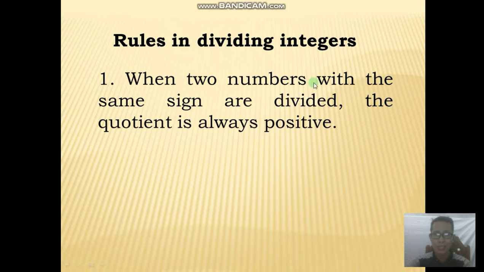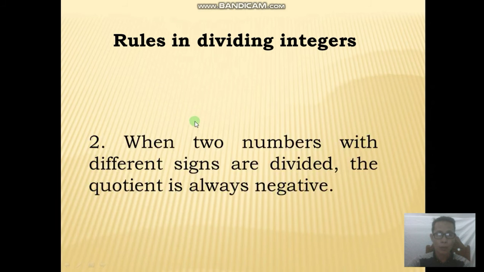When two numbers with the same sign are divided, meaning magkaparehas, the quotient is always positive. So this is our guide: if both numbers are positive, the quotient is positive. And when both numbers are negative, the quotient is still positive. So, same lang po ng rules ng multiplication. Please try to memorize this guide. Now, rule number 2.